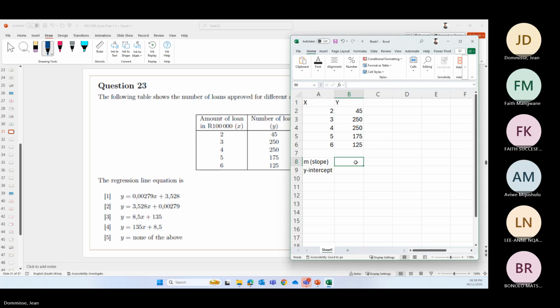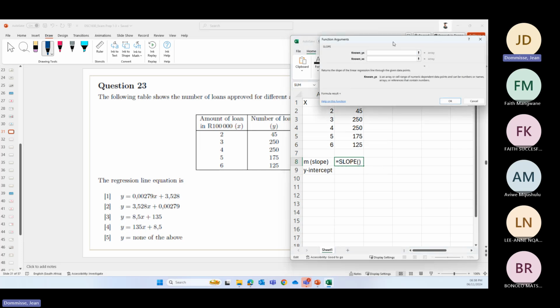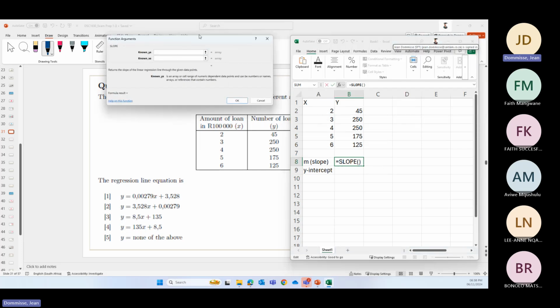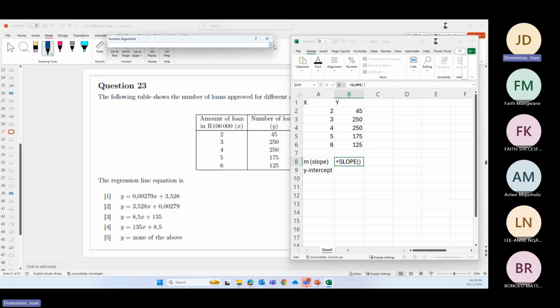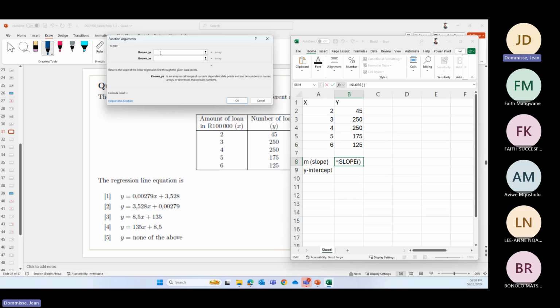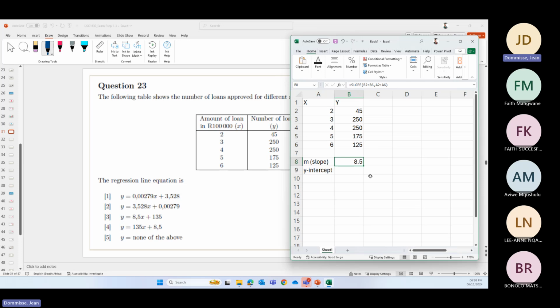Okay, so in Excel, if you're going to use it, there is a slope function, and there is an intercept function. The most important thing is, when we use Excel, just check that Excel wants the Y's first, and then the X's. So that does make a big difference on our final answer.